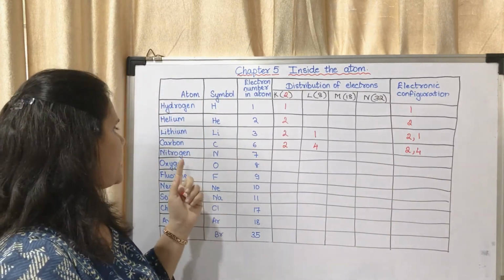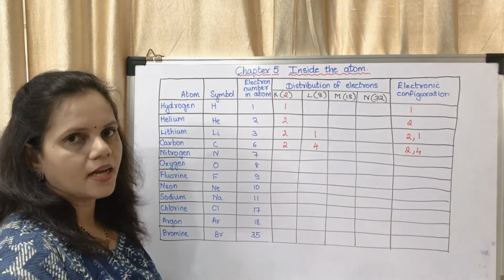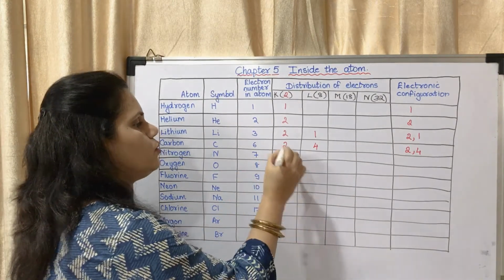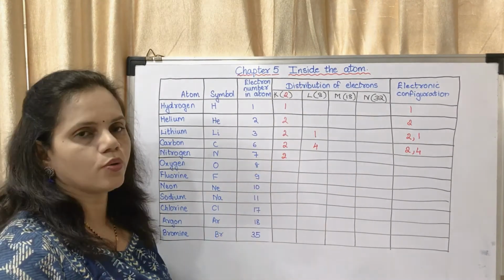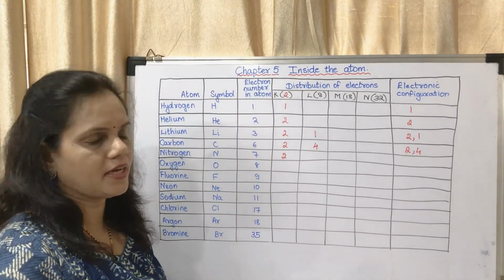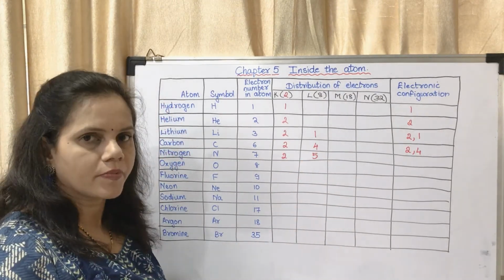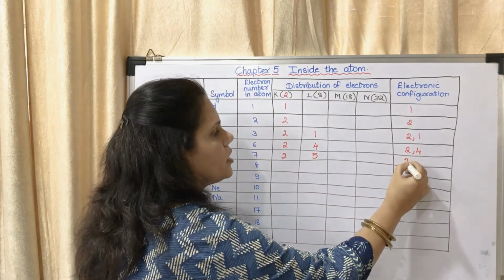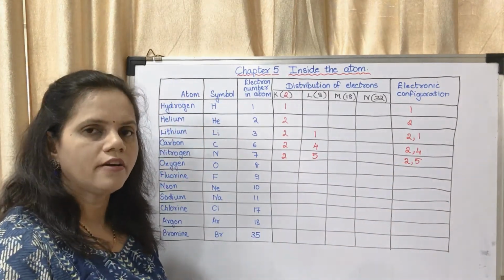Now the next is nitrogen. Number of electrons is 7. Out of those 7, 2 will get accommodated in the first shell. 7 minus 2, how many are remaining? 5 are remaining. So the 5 will get accommodated in the L shell. So what will be its electronic configuration? Its electronic configuration will be 2, 5.